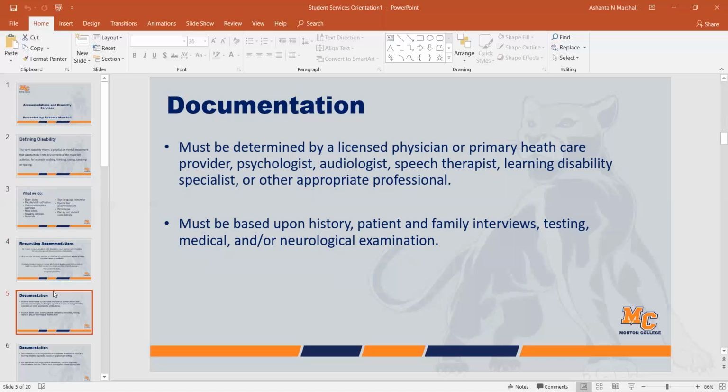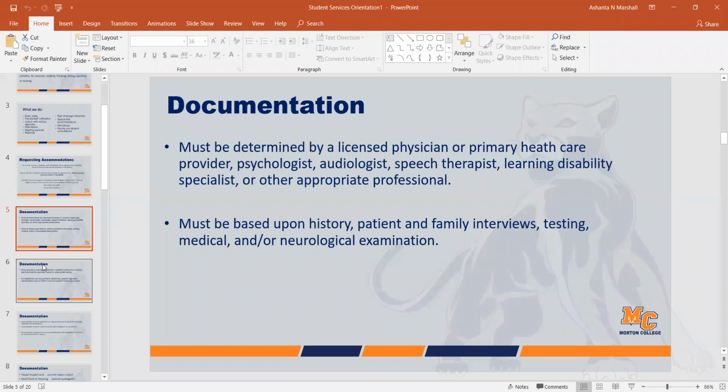So let's get into the documentation. For documentation, it must be determined by a licensed physician or your primary health provider, psychologist, audiologist, speech therapist, learning disability specialist, or any other appropriate professional. We can also take documentation from social workers. The documentation must be based upon your history, patient and family interviews, testing, medical, or neurological examinations. When it says family interviews, sometimes that does happen if you're being tested for different learning disabilities or maybe a mental health diagnosis. So that's something to keep in mind.